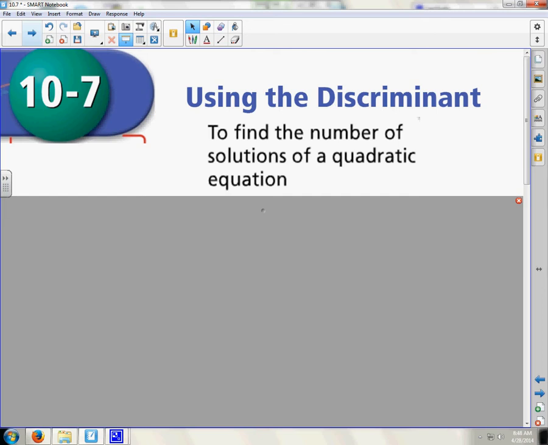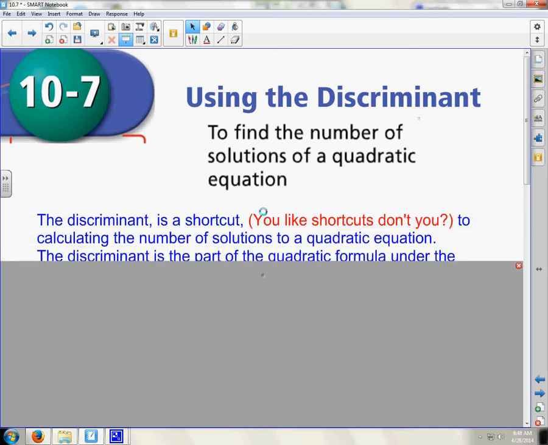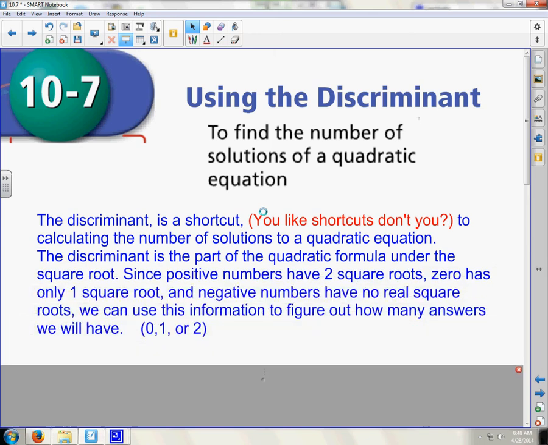So, the discriminant is a shortcut to calculating the number of solutions of a quadratic equation. Sometimes people just figure out the discriminant because they don't want to do all of the quadratic formula. They just figure out the discriminant and say, oh, there's no solution, so then I don't have to do anything else. Okay, so here's what you want to write down.